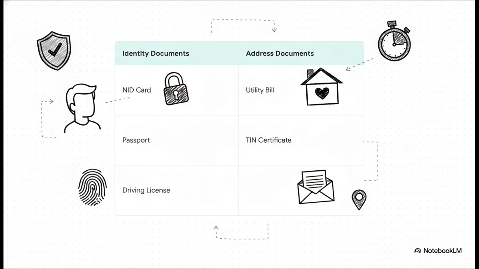For address documents, you're going to need a utility bill or a tax identification number, which is known as a TIN certificate. Having one from each of these categories ready to go on your computer right now is going to save you a ton of time.